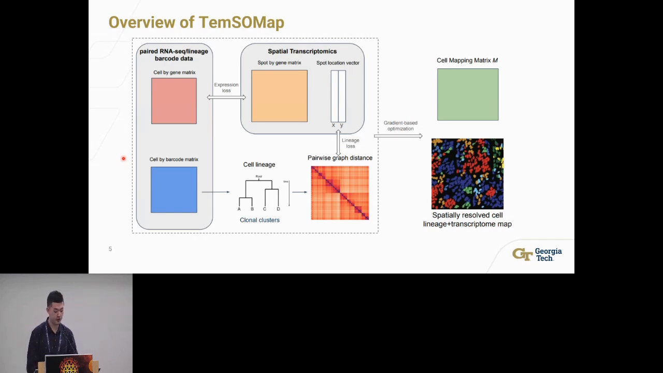We developed the loss function. The first one is the expression loss that compares the gene expression from the two inputs. And we also implemented a lineage loss that compares the lineage information from the single-cell data and the spatial location information from the spatial transcriptomics. Using a gradient-based optimization program, we end up with the output of TemSOMap, which is the cell mapping matrix M, a cell by spot matrix that maps single cells onto the spots. And using this matrix M, we are able to reconstruct the spatially resolved cell lineage plus transcriptome map.